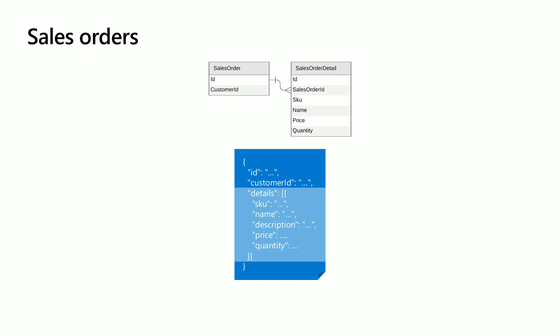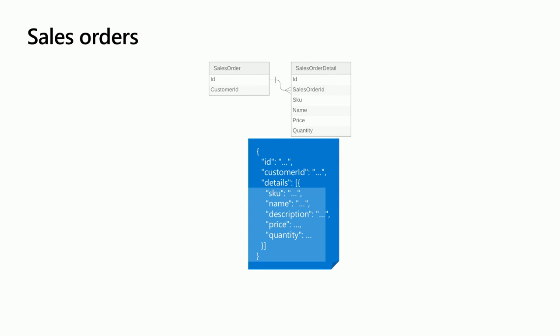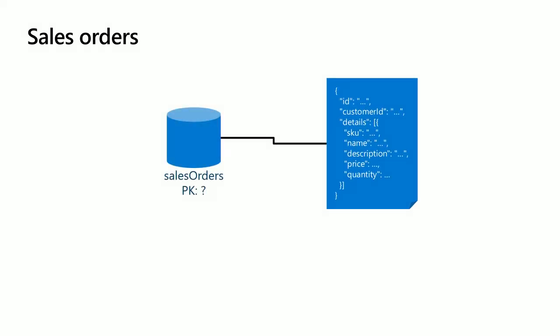Why does it make sense? Not only because it's a one-to-few relationship, but also when I read a sales order, certainly I want to get everything related to the sales order. I want all the details, all the products that have been sold. That new JSON document, I could store it in a new container called sales orders.